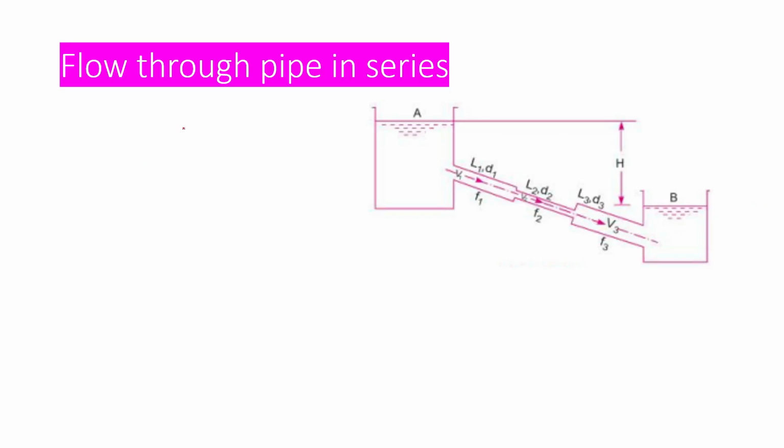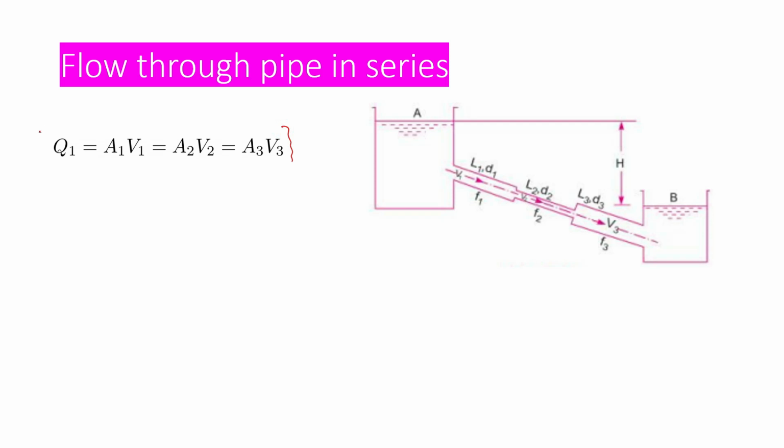Now let us see the flow through pipes in series. You can see the two tanks connected here. The two tanks are at an elevation difference of capital H, and water flows through these pipes, and you can see that the first pipe converges to a small pipe, and again it diverges, enlarges to another pipe.